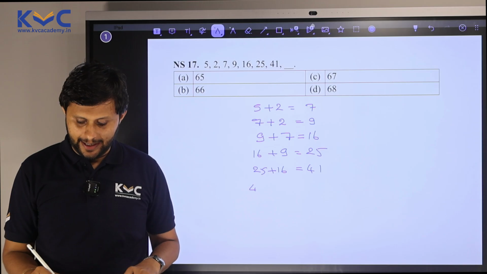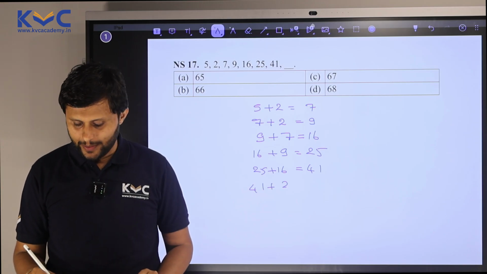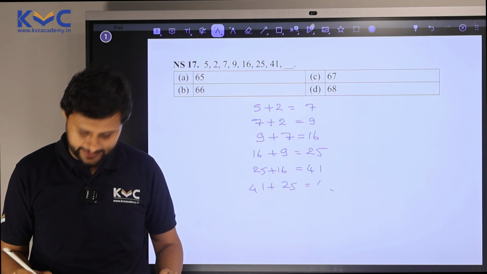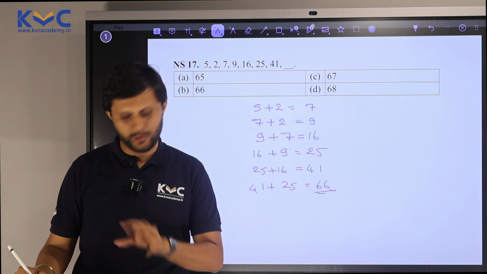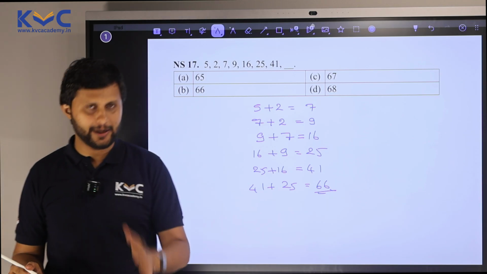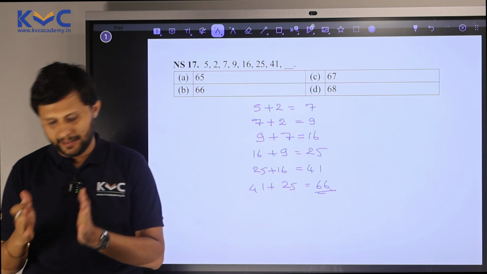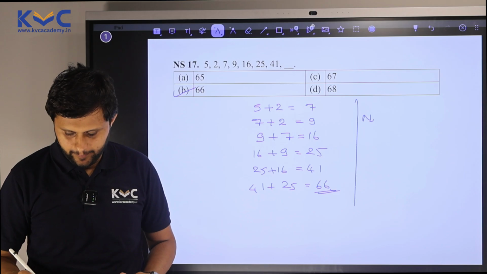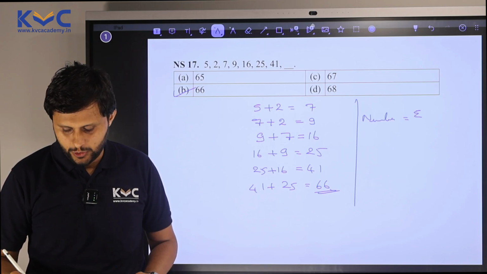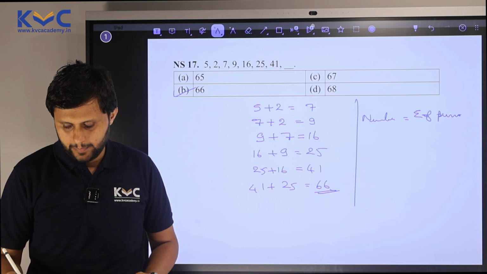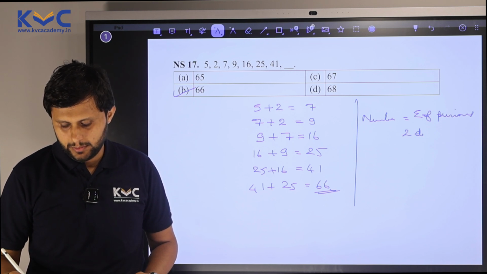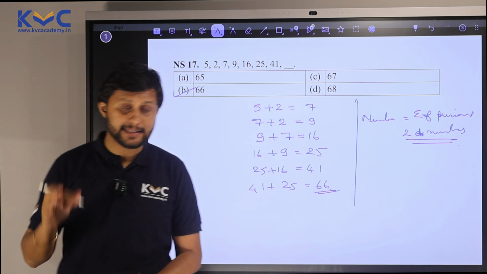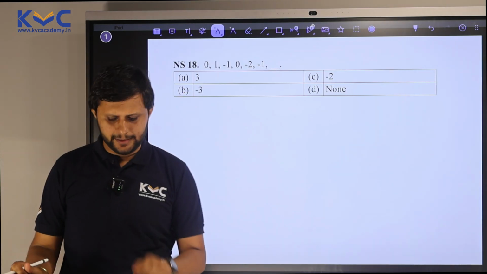So we'll take 41 and add the number before that, that is 25. 41 plus 25 is 66. So the question was right, the order was right. Okay, 5, 2. So basically the number is the summation of the previous two numbers. Fine. Answer is 66.